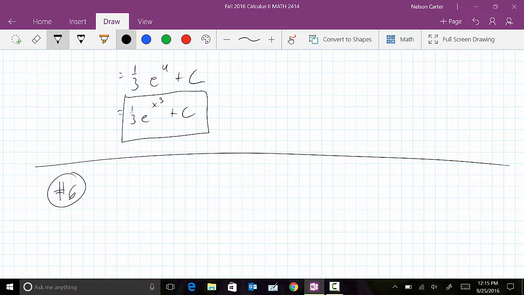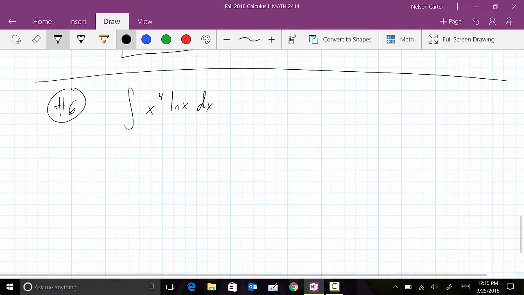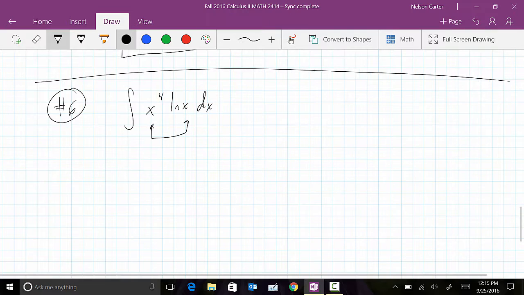Okay, let's look at number 6. Okay, how about this one? This is the integral of x to power 4 times the ln of x dx. Okay. Well, let's go ahead and try to do integration by parts on this one, because it's a product of two functions.